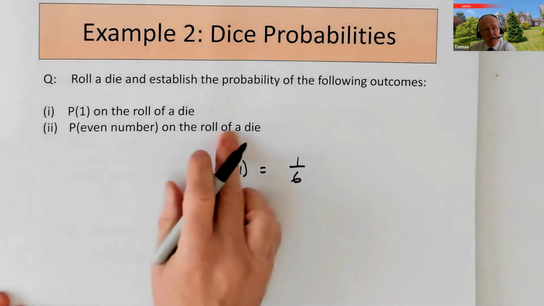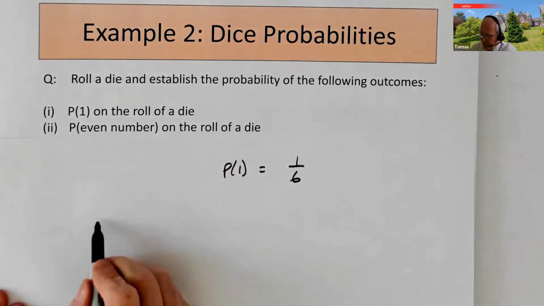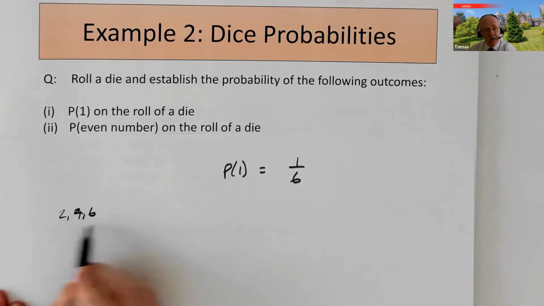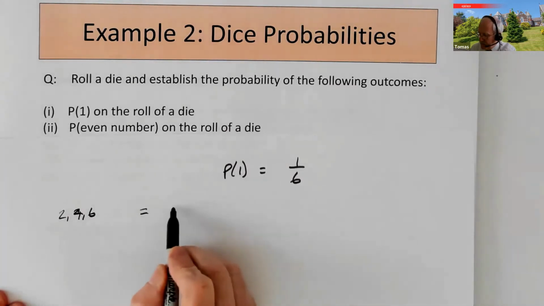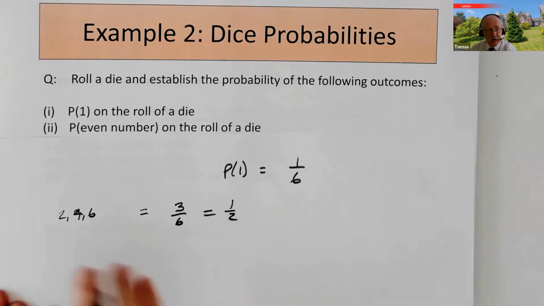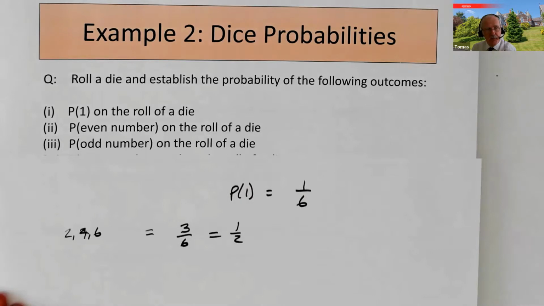What's the probability of an even number on the roll of a die? Well, even numbers are 2, 4, and 6. There's 3 of them. So I would say the probability is 3 over 6, or a half. It's either even or odd.